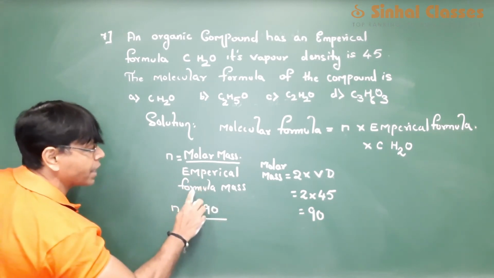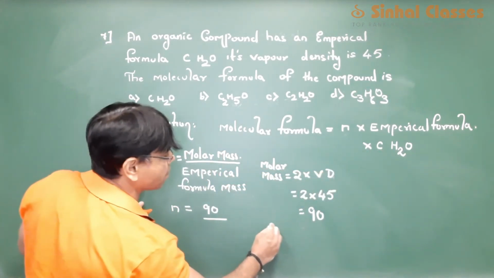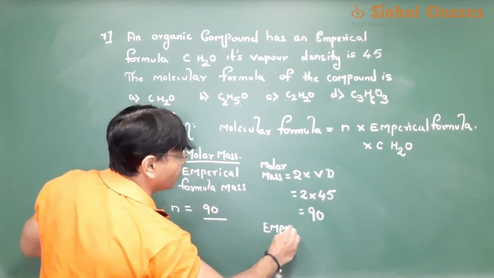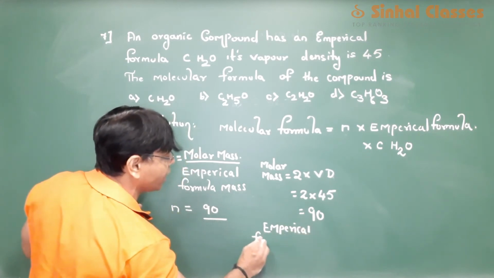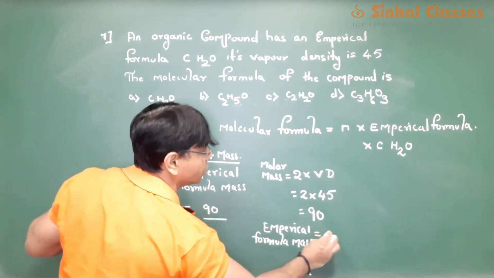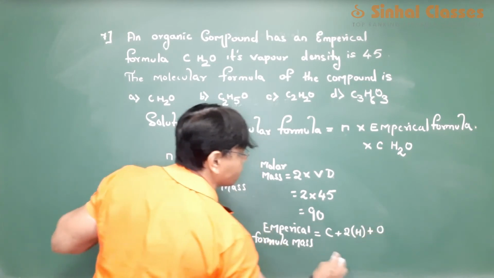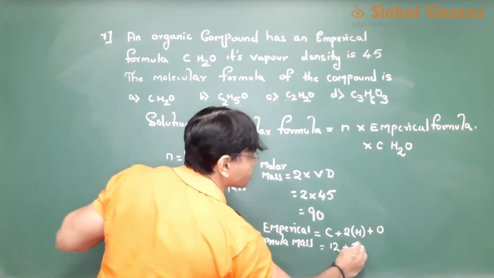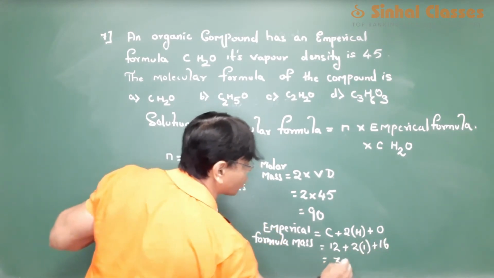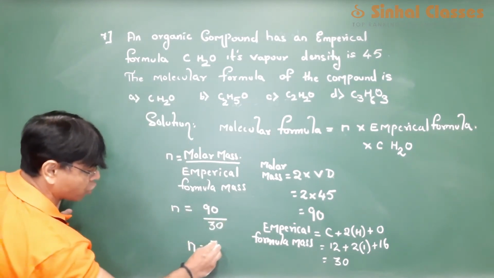Now I need empirical formula mass. Now empirical formula, so I know it. What is empirical formula? CH2O. So empirical formula mass will be equal to C plus 2 hydrogen plus 1 oxygen. So it is 12 plus 2 into 1 plus 16. So total comes out to be 30. So 90 divided by 30, N comes out to be 3.